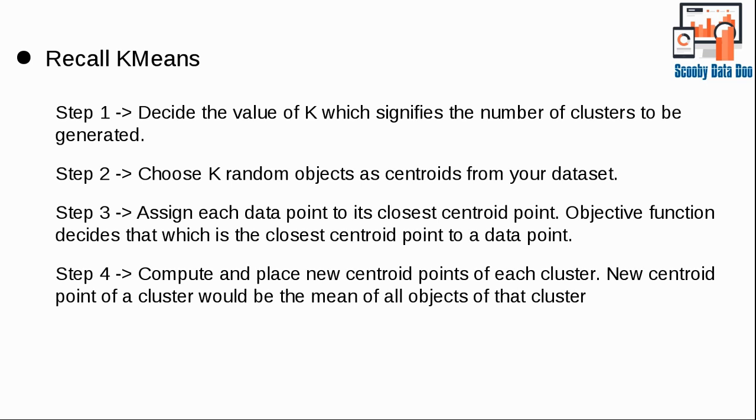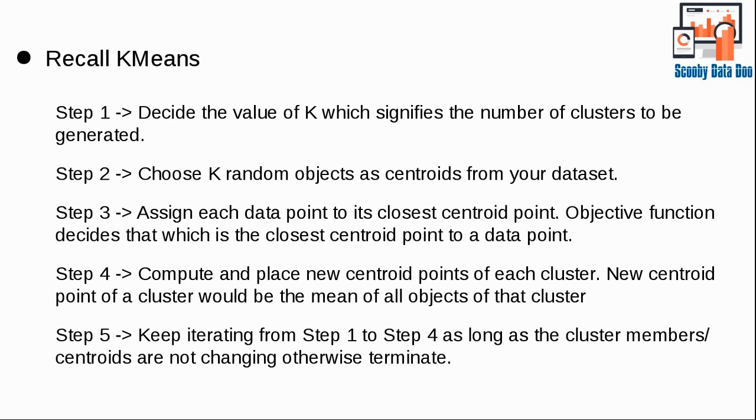In step 4, when one specific iteration was done, we placed new centroid points of each cluster, and that was the mean of all the objects of that specific cluster, and we did it for all the clusters. So we kept on iterating from step 1 to step 4 as long as the cluster members and centroids are not changing, and if they stopped changing, we can terminate the algorithm. So that was the basic K-means.